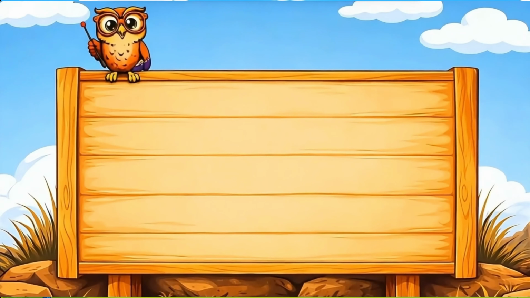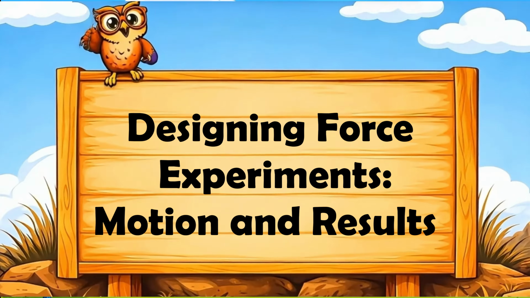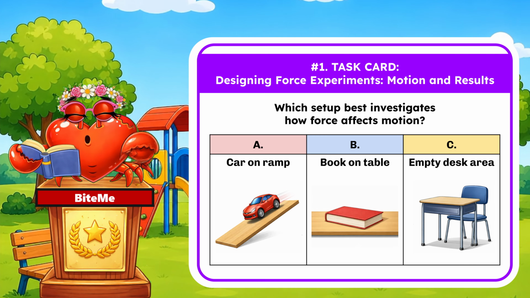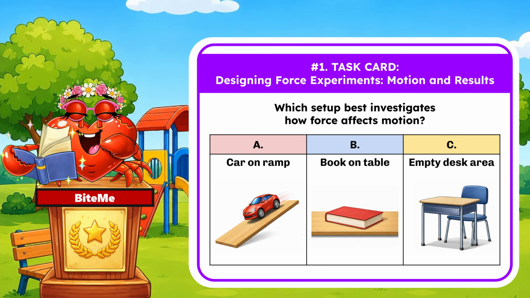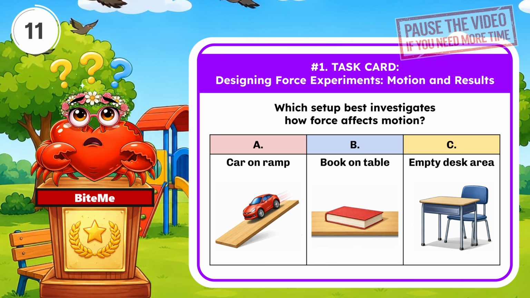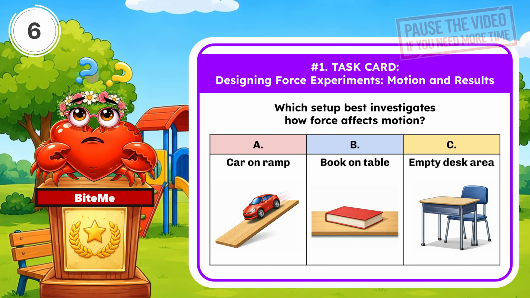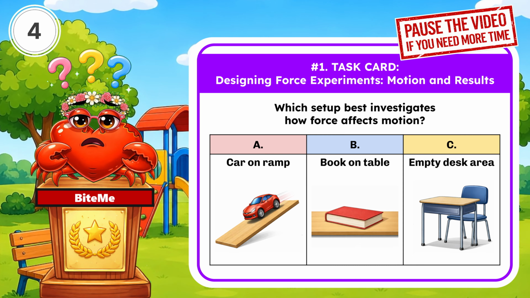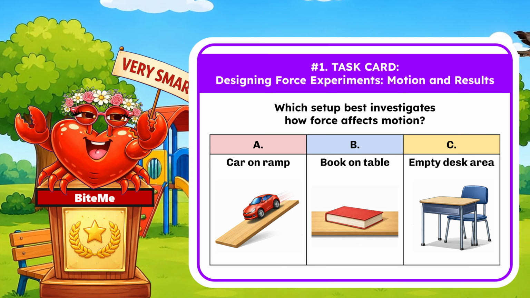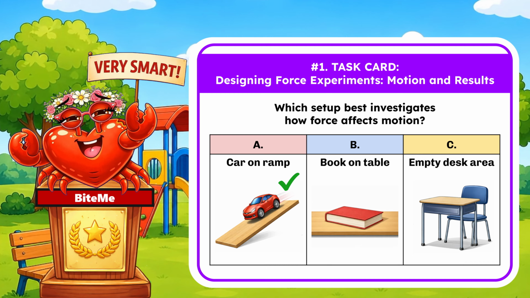Our lesson for today is about designing force experiments, motion, and results. Let's begin. Which setup best investigates how force affects motion? And the correct answer is letter A, car on ramp.